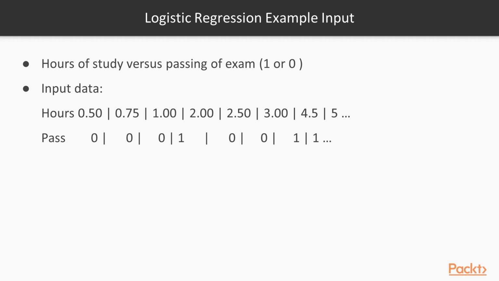So we can see that, for example, if someone studies half an hour, he didn't pass, so we are labeling it with 0. Then we go to 0.75, 1.0, still labeled with 0. But when we go to 2 hours, it is labeled with 1, so it means he passed. And such data could be used as an input to the logistic regression algorithm.